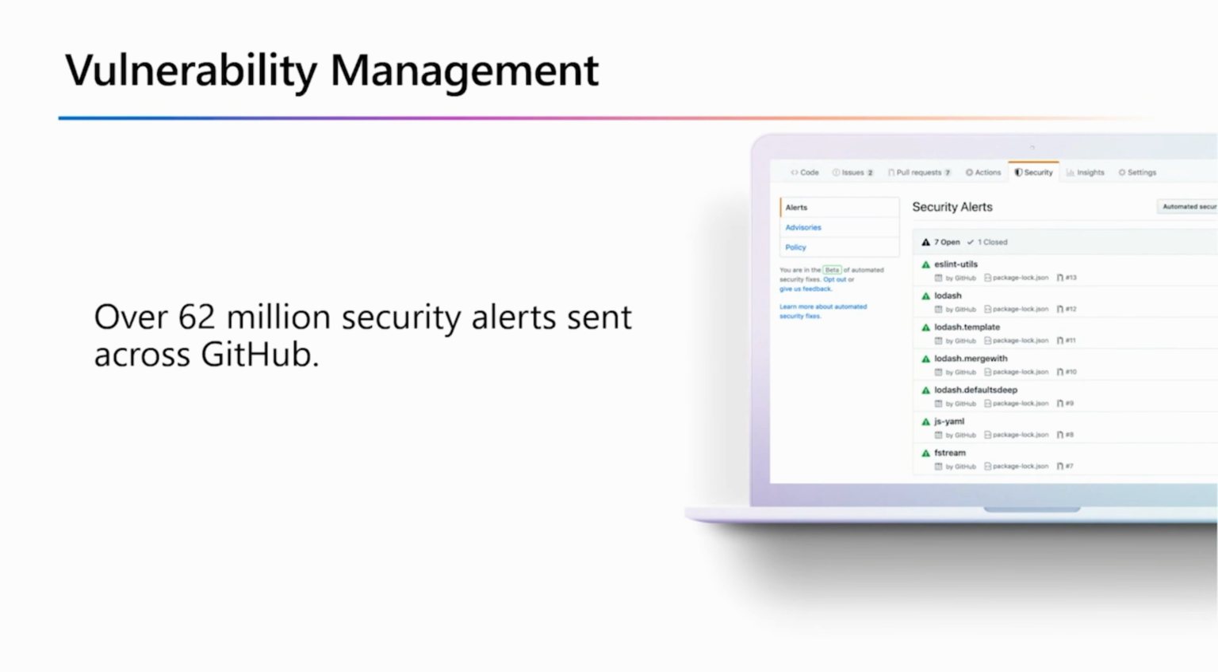Now let's take a look at these features of GitHub's advanced security features in much more detail. First, vulnerability management. NIST estimated that the cost of fixing security defects in production can be up to 60 times more expensive than during the development cycle. GitHub's vulnerability management provides you 62 million security alerts that are sent across GitHub at any given time. These alerts help us better understand the potential threats affecting our code base.